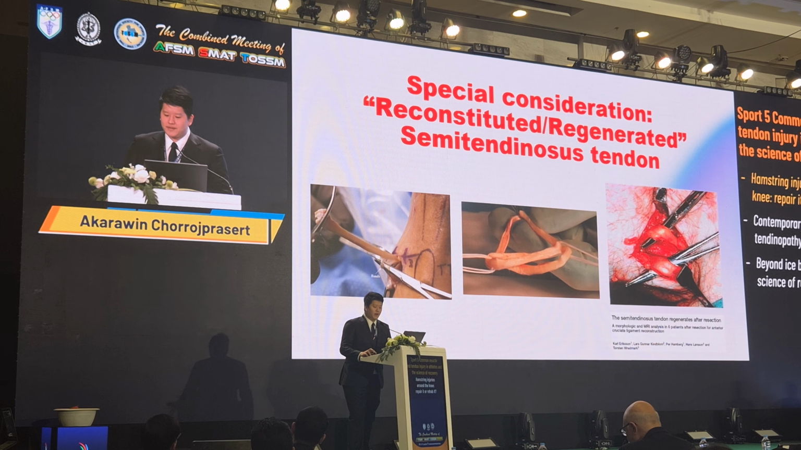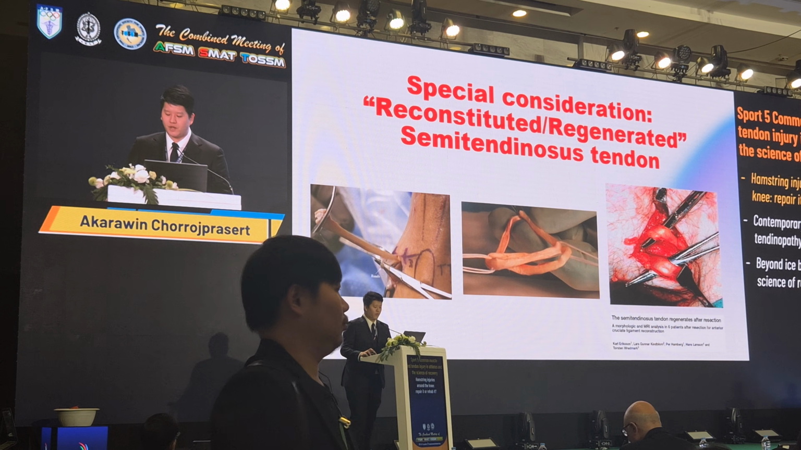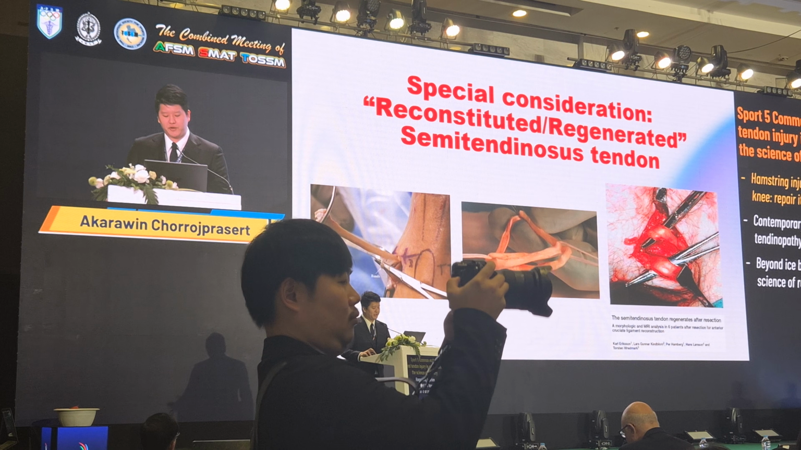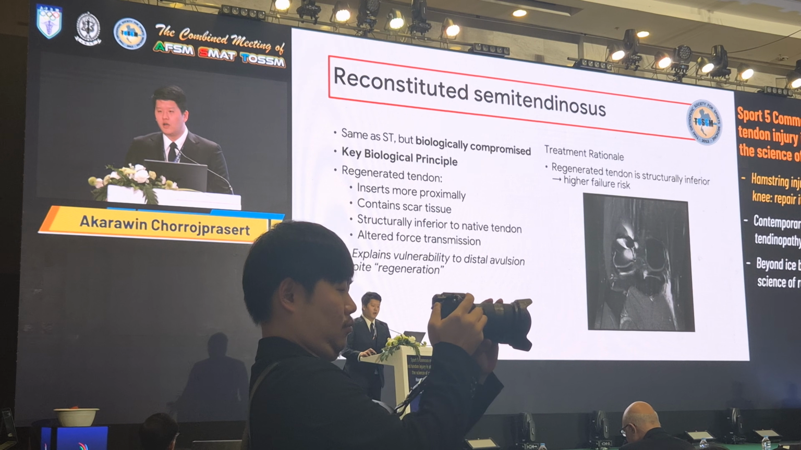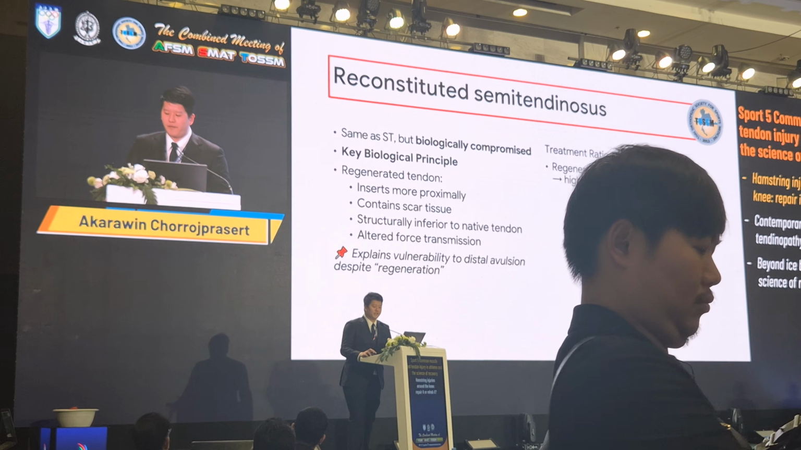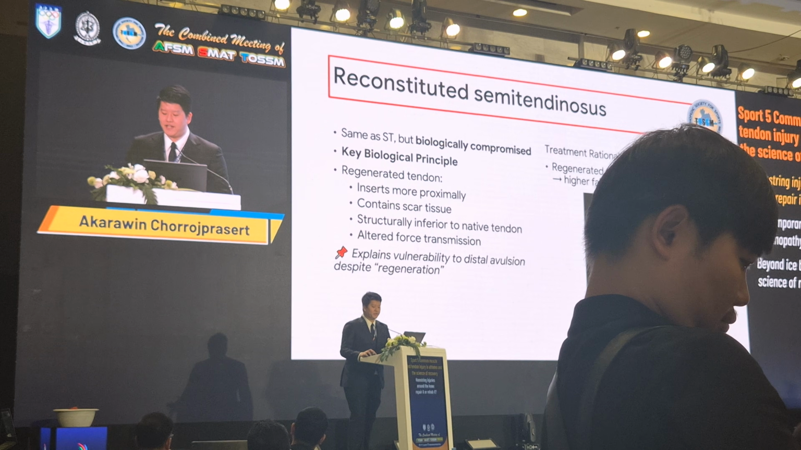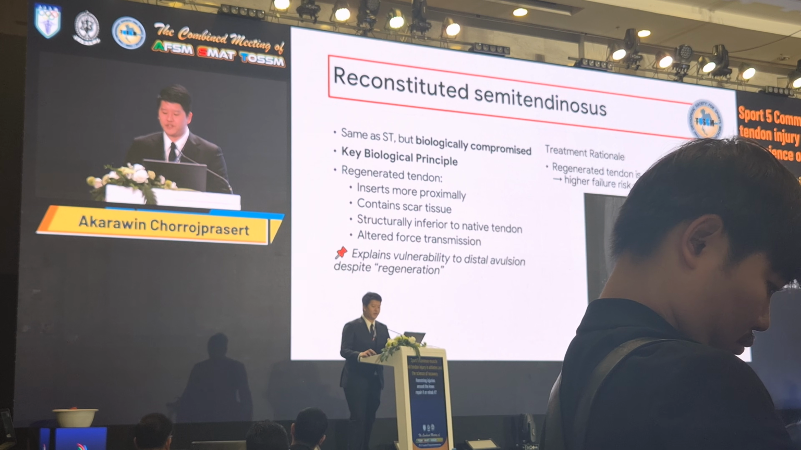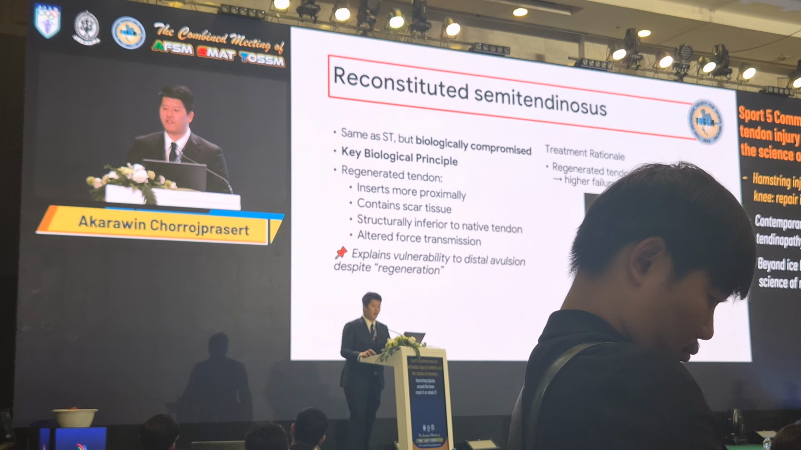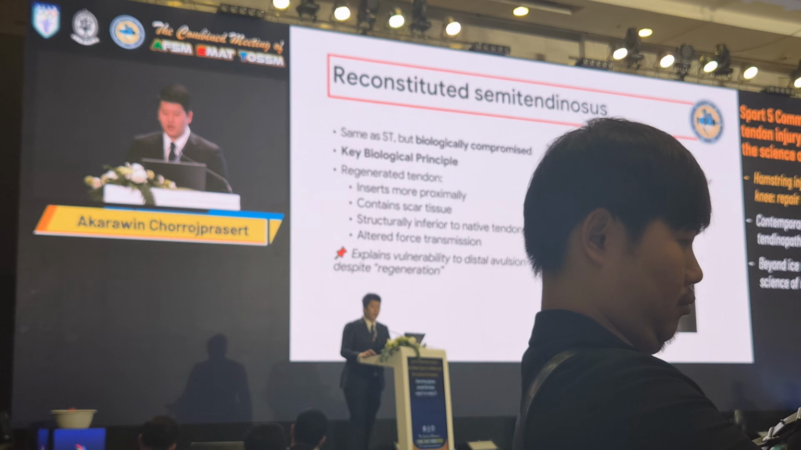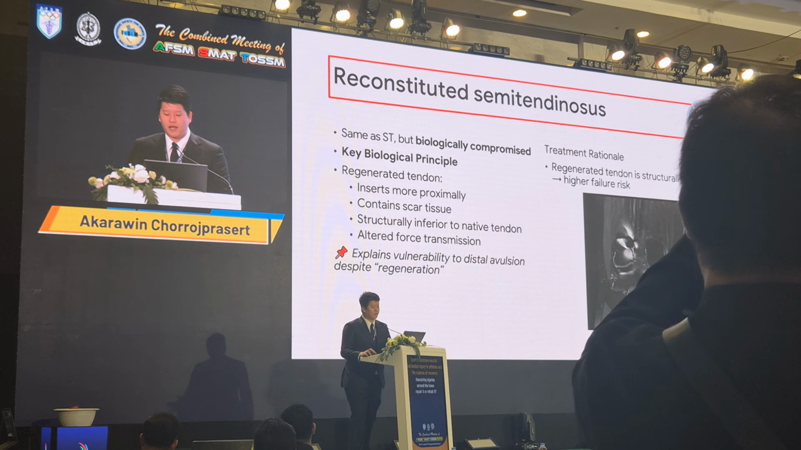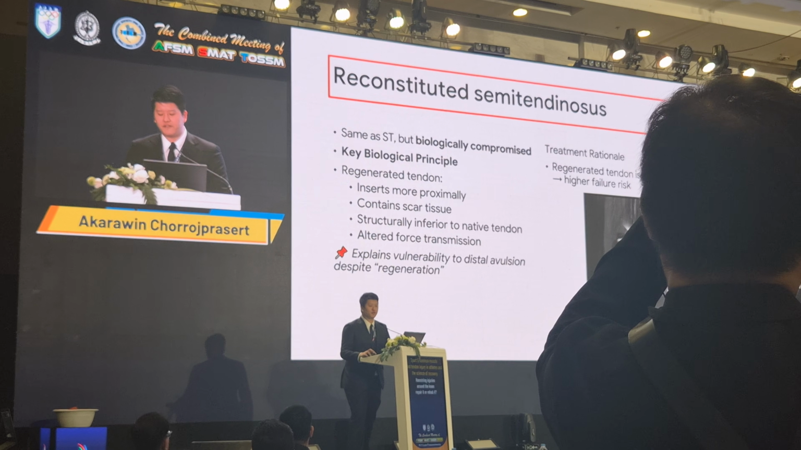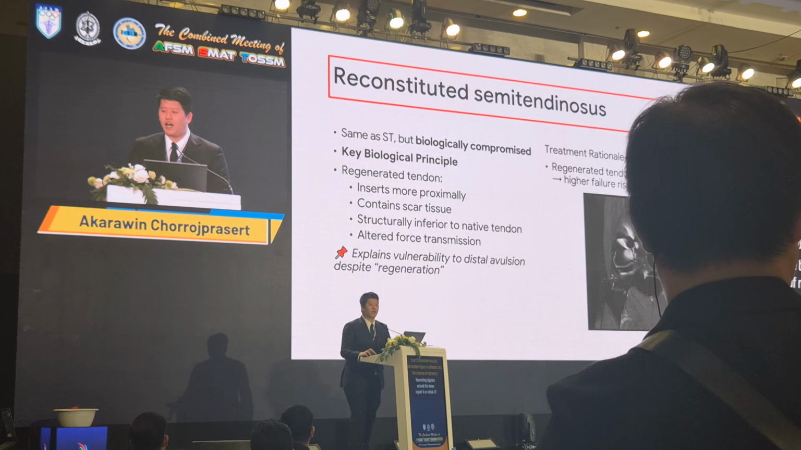I would like to address reconstituted semitendinosus separately because this represents a distinct biological and clinical entity rather than a variant of native distal semitendinosus injury. So following hamstring harvest for operations such as ACL, the semitendinosus may regenerate. However, regeneration does not equate to restoration of normal anatomy or mechanical properties. Multiple imaging and cadaveric studies have demonstrated the reconstituted tendon is often structurally inferior with variable thickness, altered insertion, and a higher proportion of scar tissue.